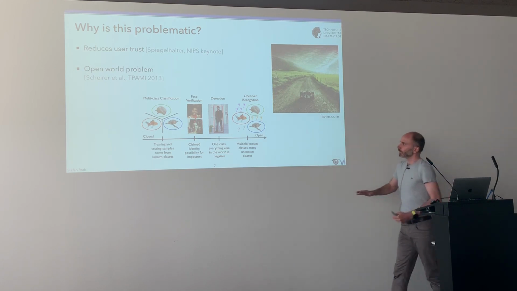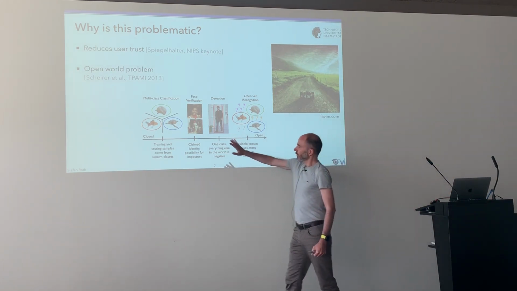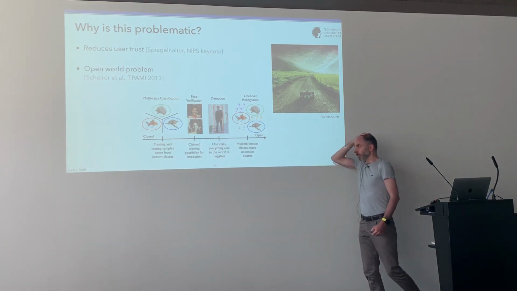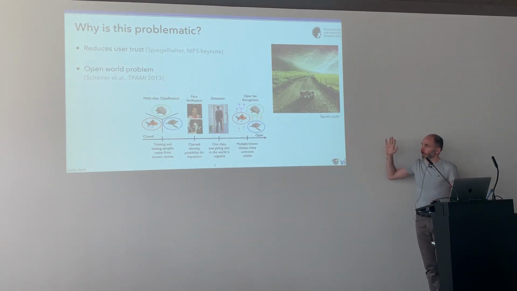So there's a whole community interested in this problem. How do we go from standard multi-class classification to what's called open set recognition, where you have a bunch of predefined categories, but then other things may come along and you want to deal with it in a graceful way.